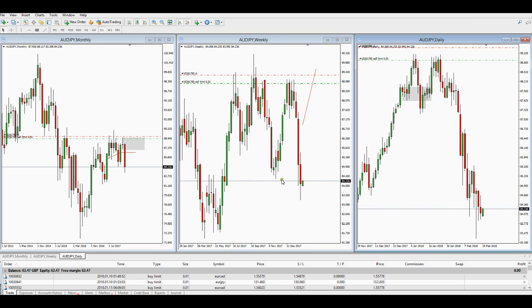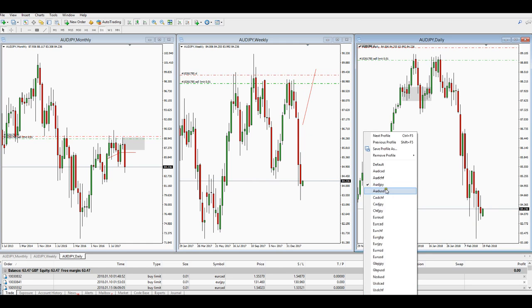Anyway, that's what I'm looking for now, a retracement up to this area. We've got no closes on the dailies, there's not much else I can do there.